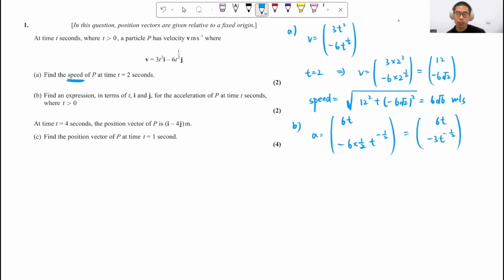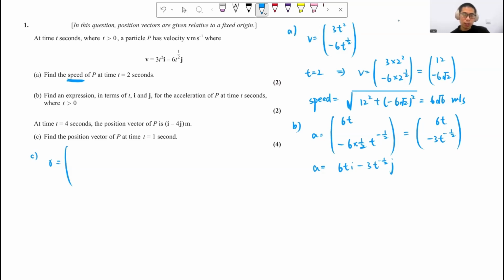So if you want to write in the i and j form, you can write a equal to 6t i, and then minus 3t to the power negative 1/2 j. And then part C, at time t equal to 4 seconds, the position vector of P is i minus 4j meters. Find the position vector of P at time t equal to 1 second. So it's about the position. So we know if you integrate the velocity vector, you will have the position. So to work it out, we just integrate velocity.